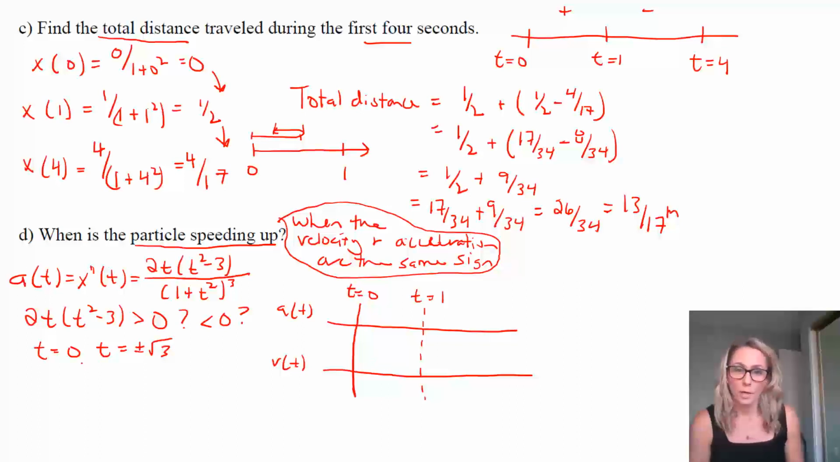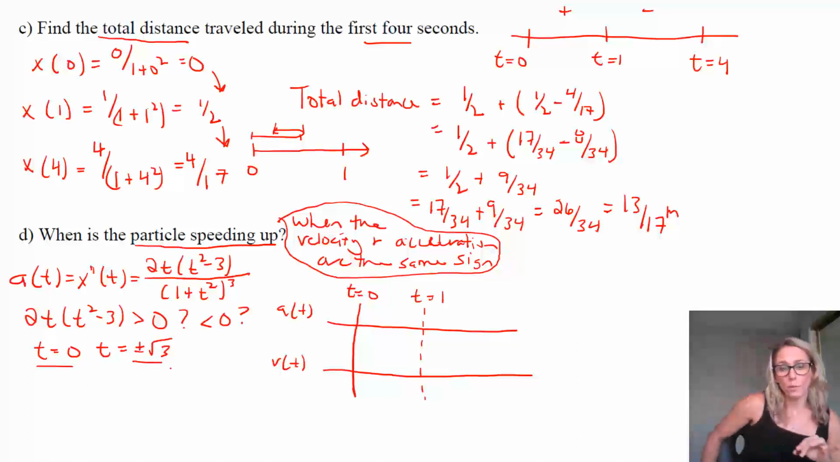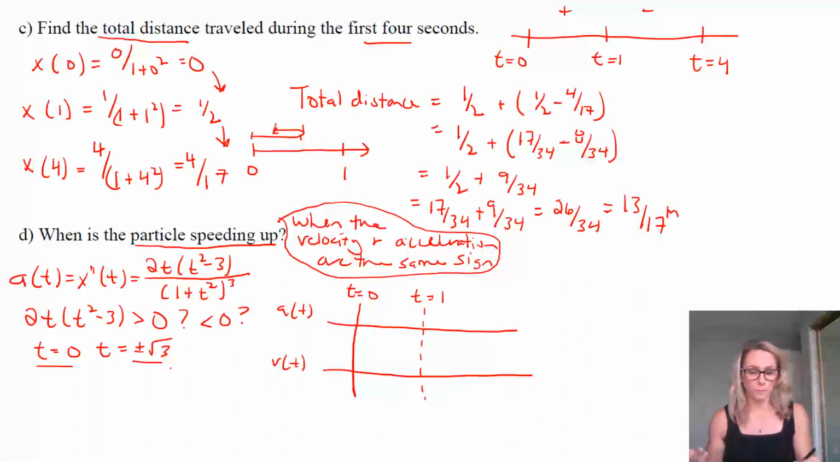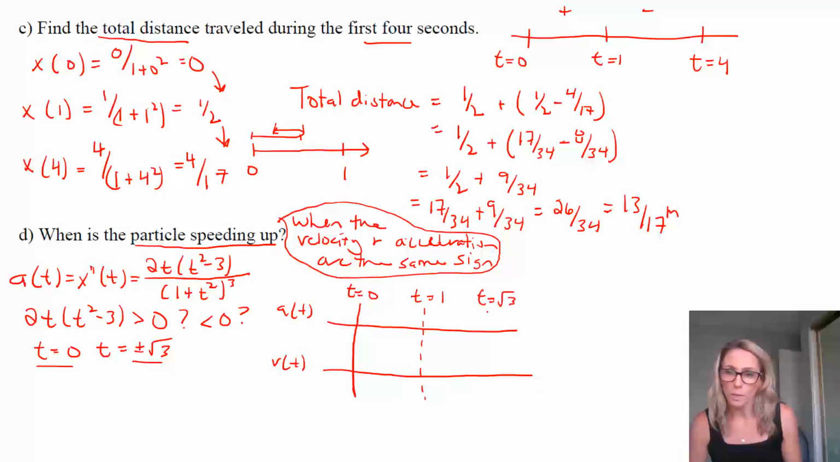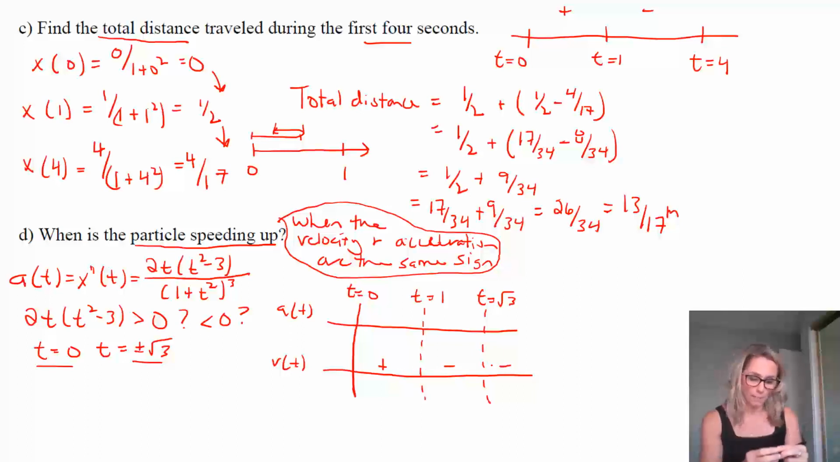But now we also have to consider time equals 0, that's already on here, plus or minus root 3. We don't have to care about negative root 3 because it doesn't matter, but we have to care about the positive root 3. t equals the square root of 3 is just bigger than 1, so it's going to be somewhere out here. What we know about velocity is that we have positive, and then negative, and then that stays negative. So now all I care about is what's happening with the acceleration, and then I just have to see where they have the same sign.